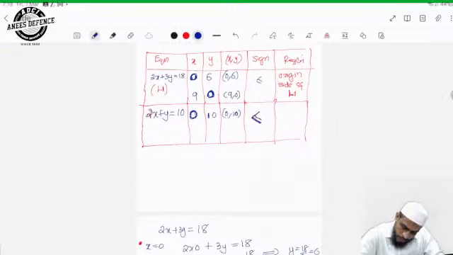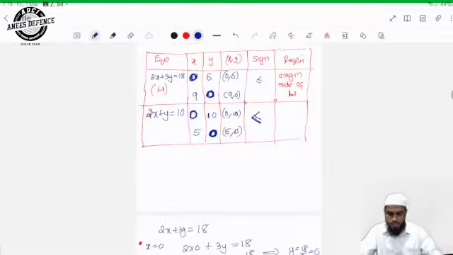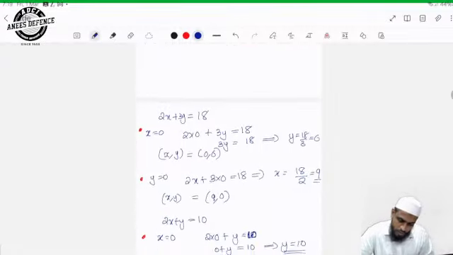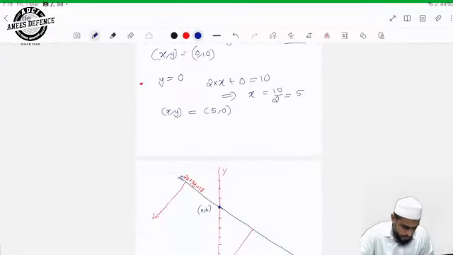So here we are putting y equal to 0, and we are getting x equal to 5. So our point of interest is 5 comma 0. So we are getting 0 comma 10 and 5 comma 0.